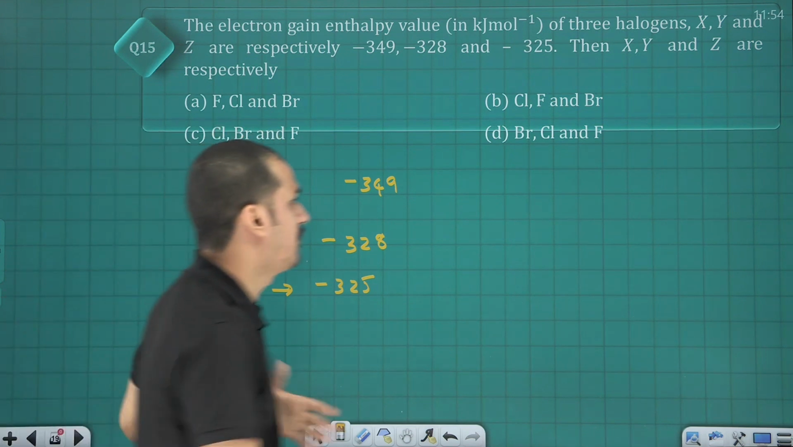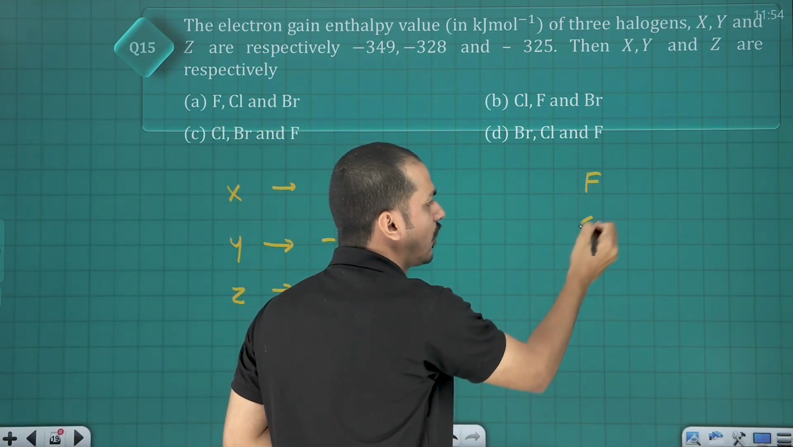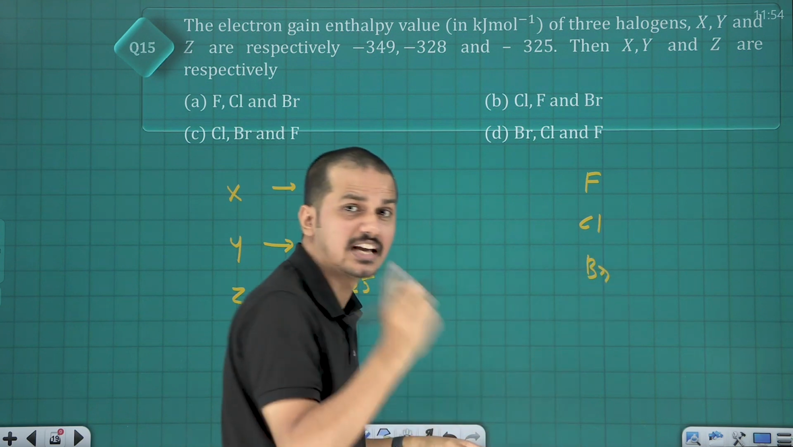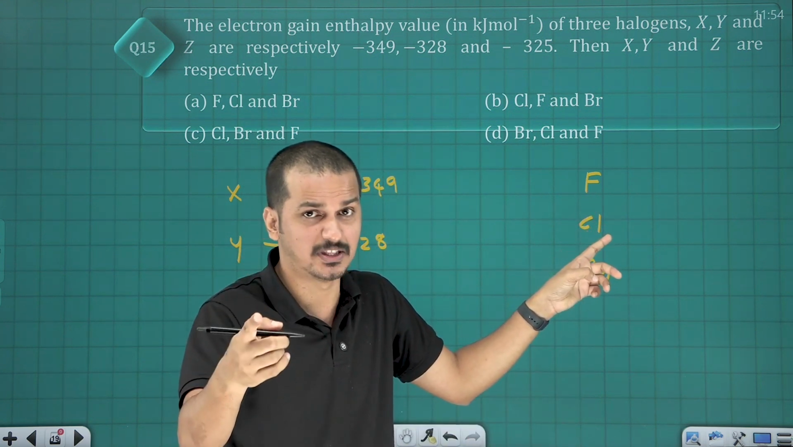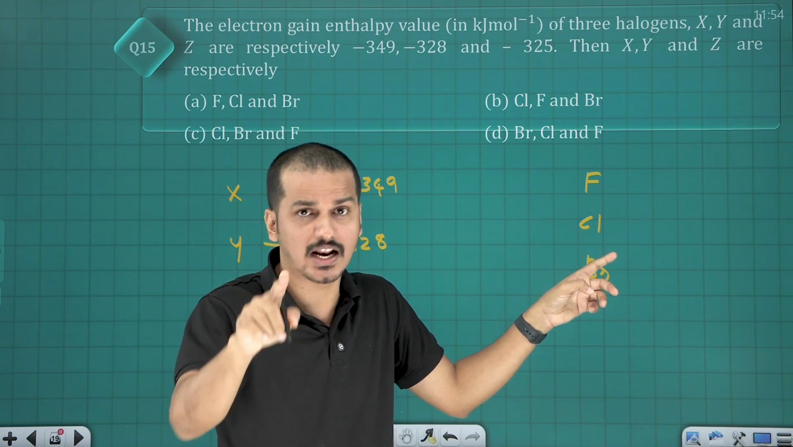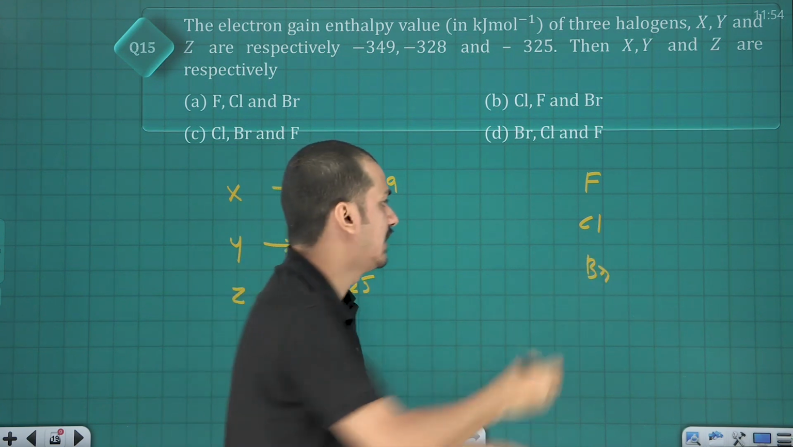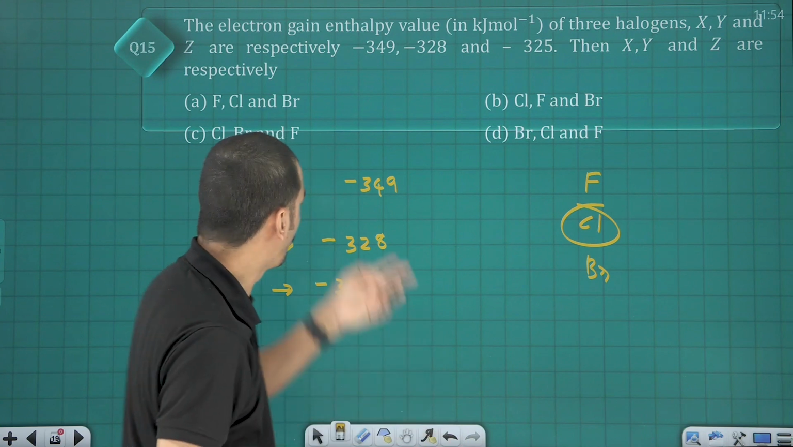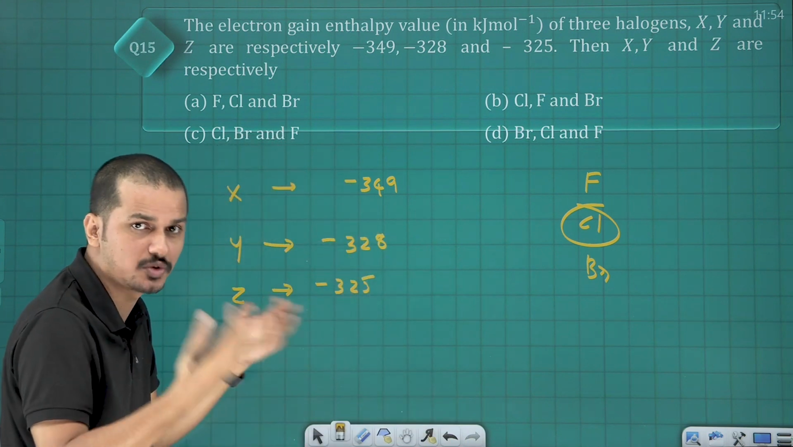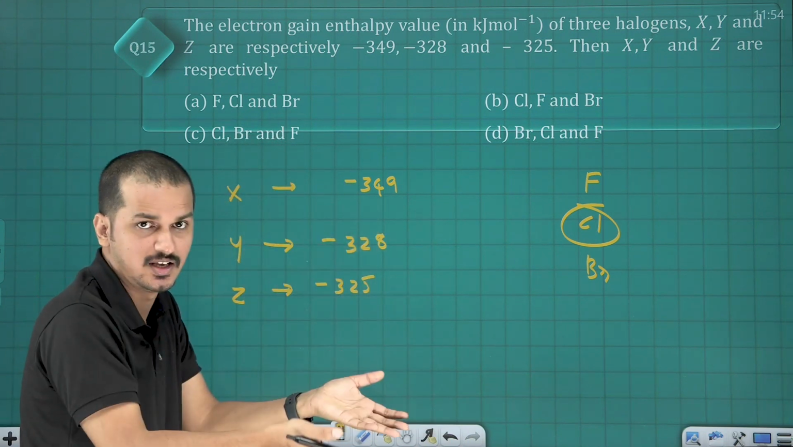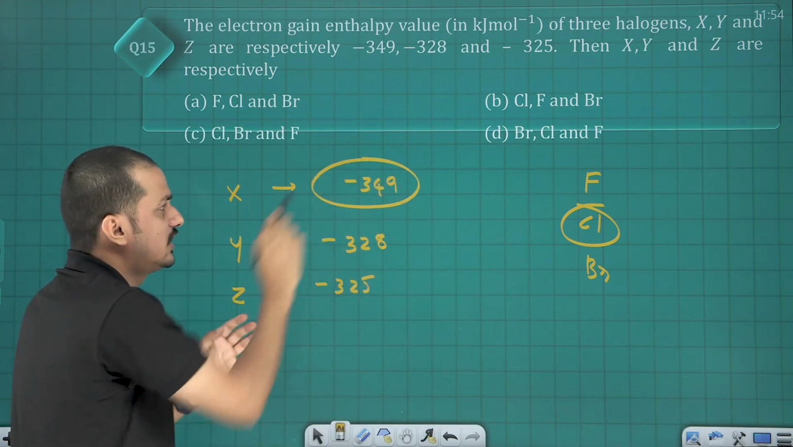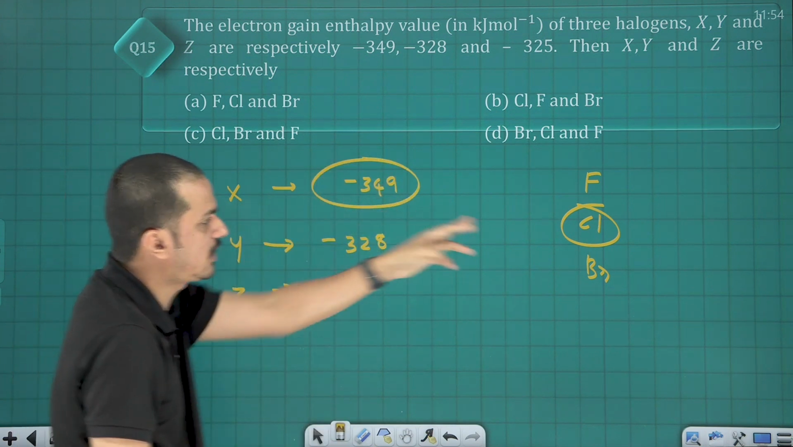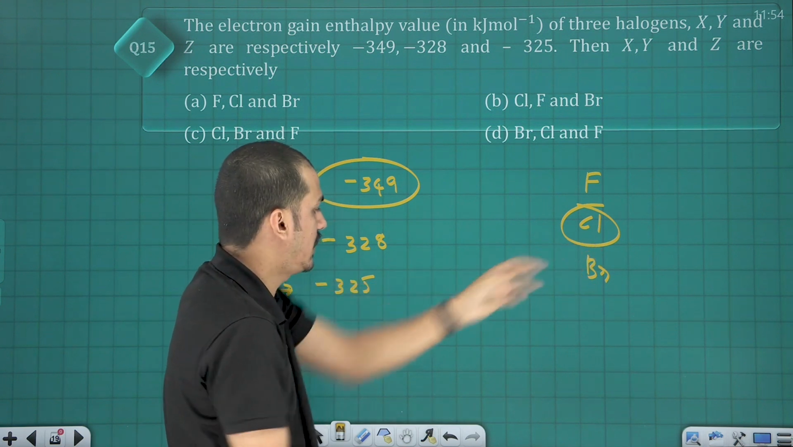We know that among the halogens fluorine, chlorine and bromine, the highest electronegativity is for fluorine. But the highest electron gain enthalpy, the atom which loses more energy to gain an electron, is chlorine. The negative sign represents energy being released. So the one releasing the most energy to get an electron is X, so X should be chlorine.